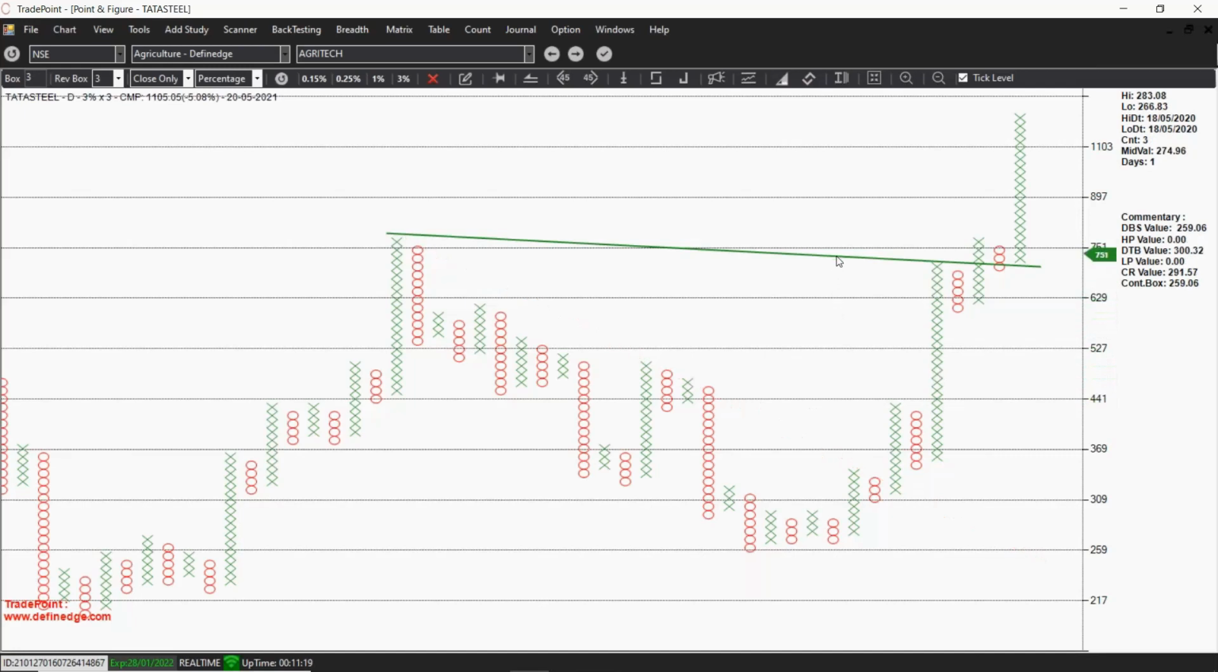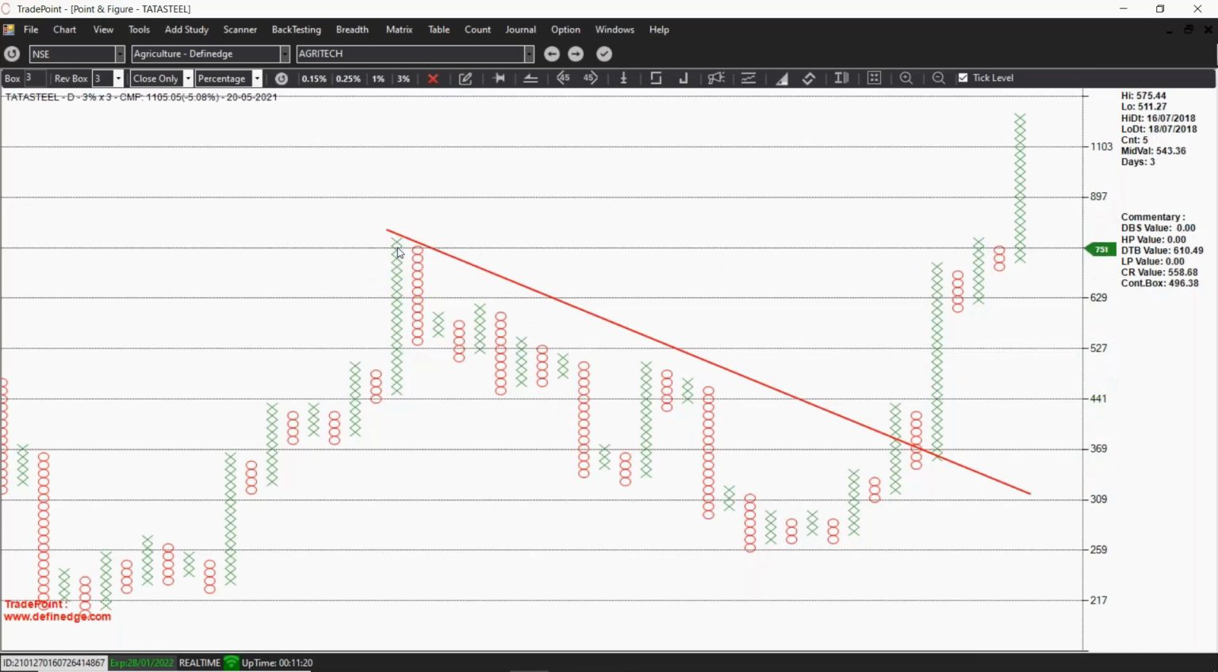In point and figure, we can plot objective trend lines. That means the angle of the trend line is fixed. It is 45 degrees, right? So if I plot it from this top, the angle is fixed. So I have to select just one point. That is known as the objective 45-degree trend line. Now what is so special about this is that the angle of the trend line is fixed at 45 degrees, and these charts are plotted on a square sheet.